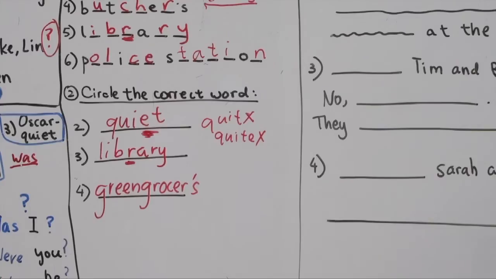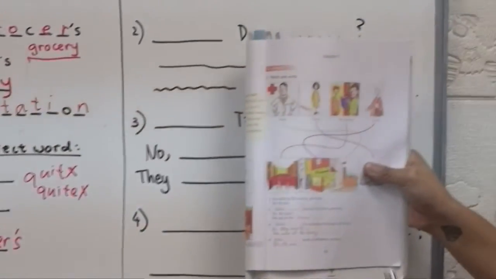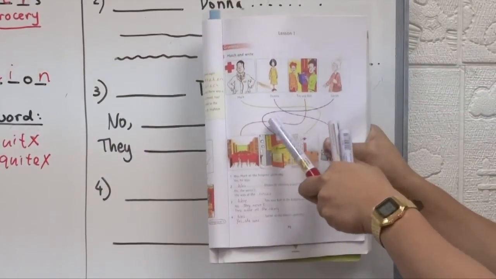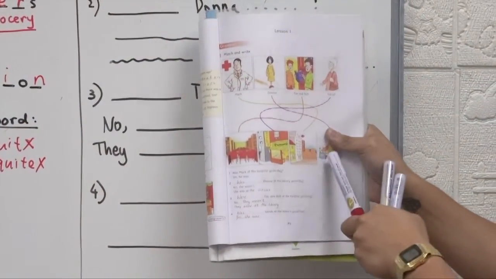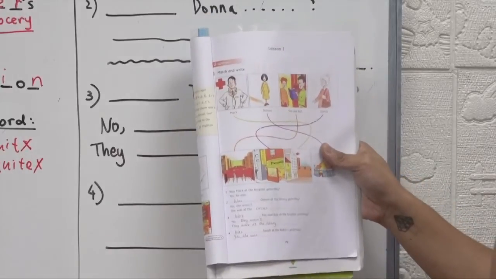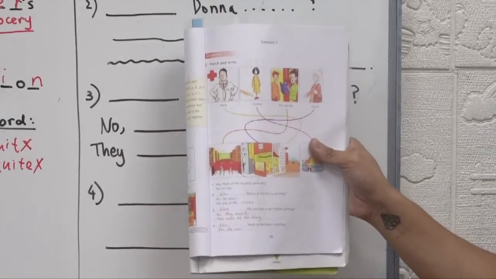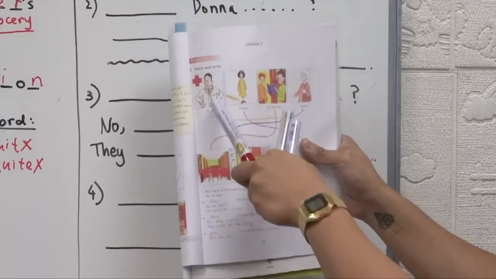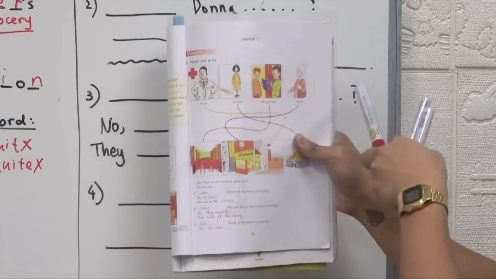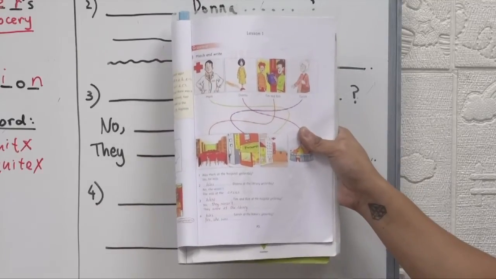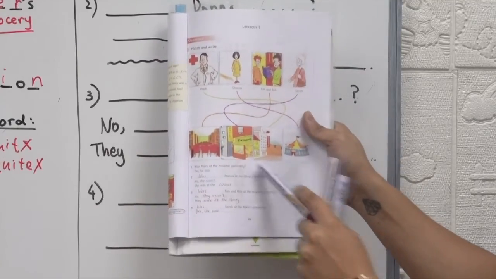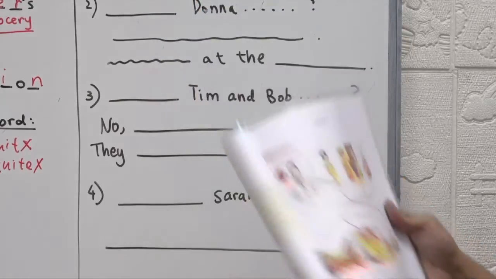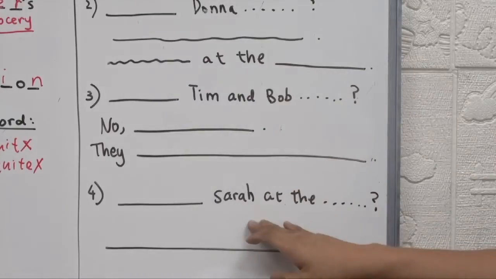Alright, so now let's move on to the next part, okay? We have match and write. So on top here we have different people, and they have lines that tell us where they're going or where they went yesterday. So again, past tense, so went, right? Went. And then we have Mark, Donna, Tim and Bob, and Sarah. And then we have the library, the bakers, the hospital, and the circus, all right? So now we have to answer question number 2 to 4, okay?